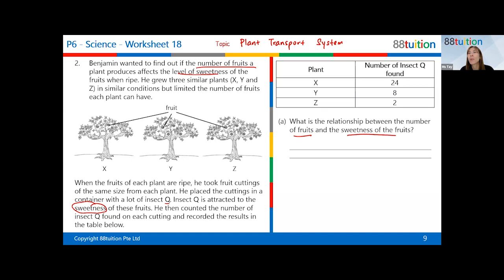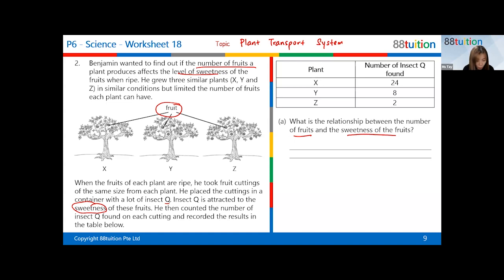How to count? My question is, Abram, do you know how many fruits there are on each of the plants? This guy, Benjamin, he grew 3 similar plants, but he limited the number of fruits. How do you know how many fruits the trees have? You can count, by looking at the trees. Look at the picture. It pointed out to you, isn't it? So the picture actually shows you how many pieces of fruits there are.